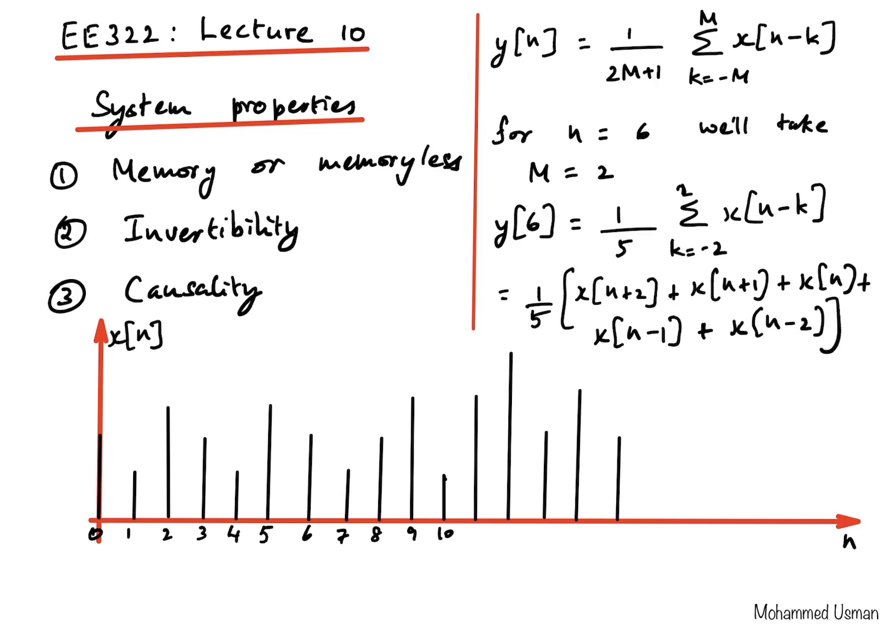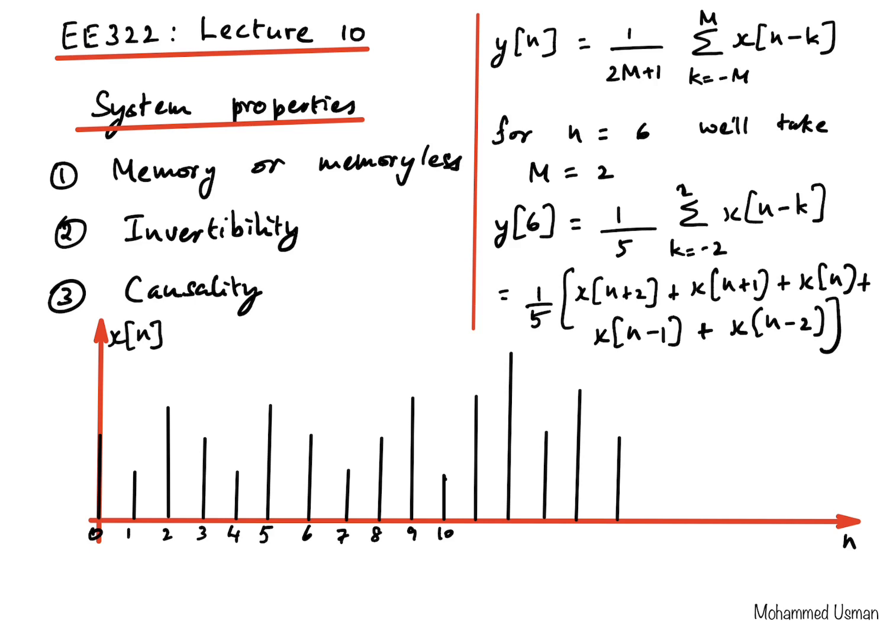Basically for n equal to 6, it is taking the two previous values and the two future values, adding them all together and dividing by the total number of values, which is 5. So you're taking x of n plus 2, n plus 1, n minus 1, n minus 2. The n plus 2 and n plus 1 are the future values. When we are trying to find x of 6, n is 6 here, so x of 6 plus 2 is going to be x of 8.